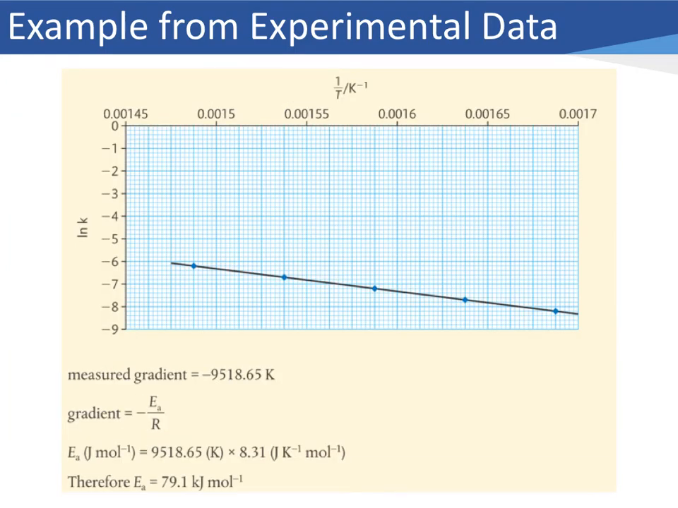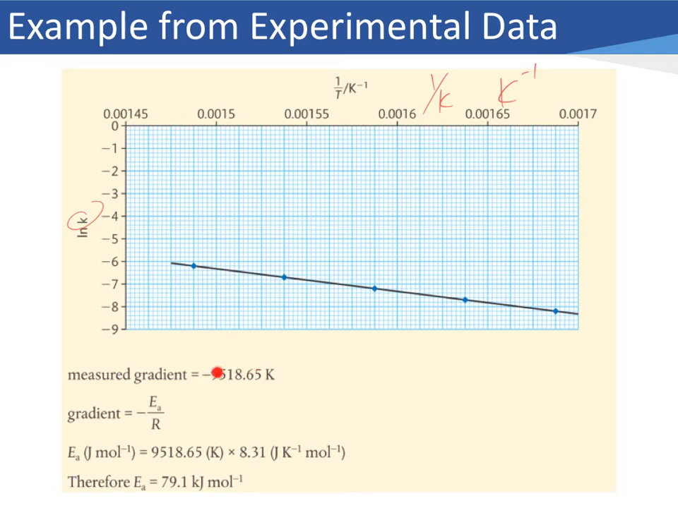So here's our graph. Natural log of k is the y-axis. 1 over temperature is the x-axis. The units are 1 divided by Kelvin, or Kelvin to the -1, and that's a capital K. I know this is a bit confusing. This is lowercase k for natural log of k. Keep those straight. So the measured gradient is negative 9518.65 Kelvin.